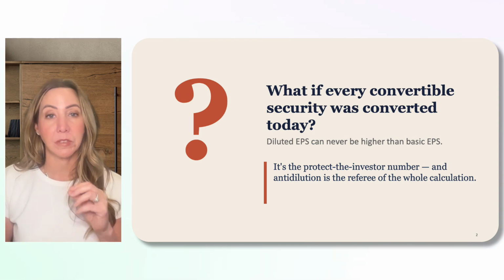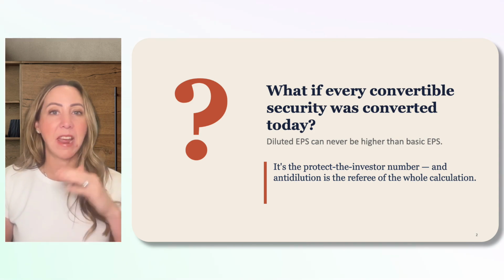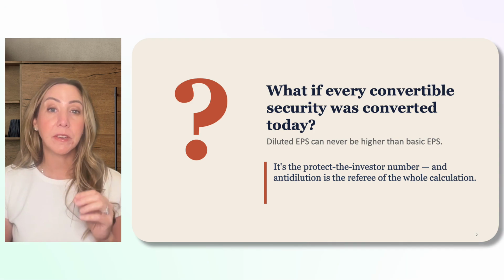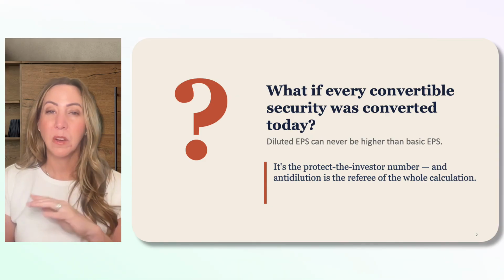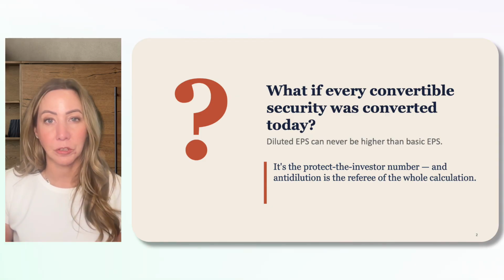And here's the rule that governs everything today. Diluted EPS can never be higher than basic EPS. If a conversion would push EPS up, we leave it out. That's called anti-dilution. And it's the referee of this entire calculation.